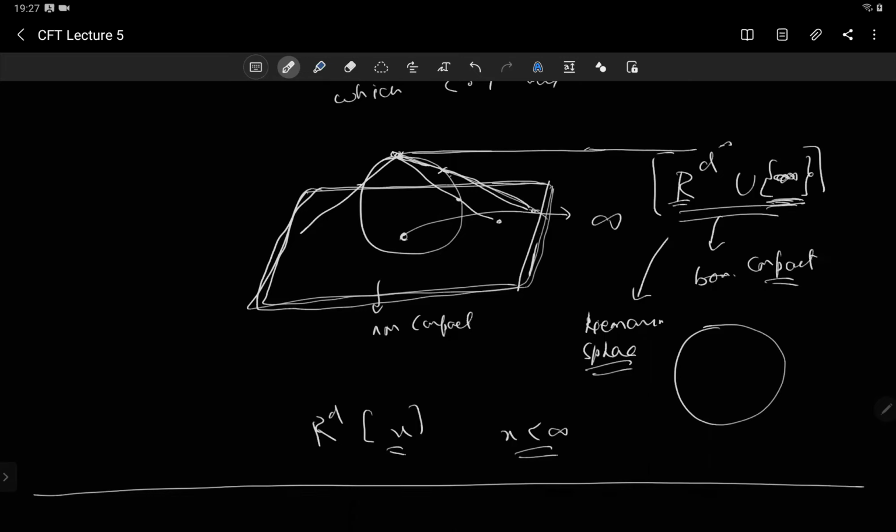Okay, so therefore, including infinity means that you're basically saying that your space is topologically the same as a sphere, because by doing a stereographic projection, you can map the sphere to a plane including infinity. So that's why we say that the conformal transformations actually act on a sphere, a d-dimensional sphere, and this sphere is called the Riemann sphere. It's just R^d along with the point at infinity.